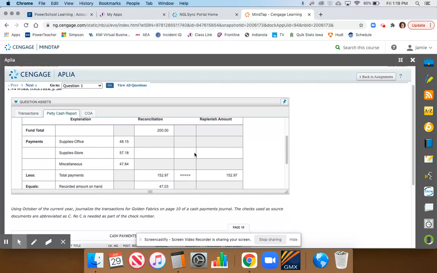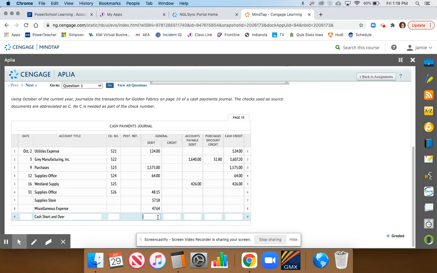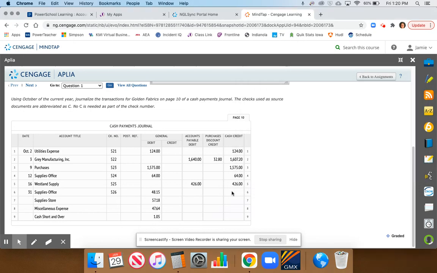And then our cash short, we were $1.05 short. That is an expense. Expenses are debited. And then the total amount that we need to write a check for to pay and replenish. So we start the following month with the total amount that we want. We need to add all those together. And our total cash credit would be $154.02. And that is the 9-4 work together.